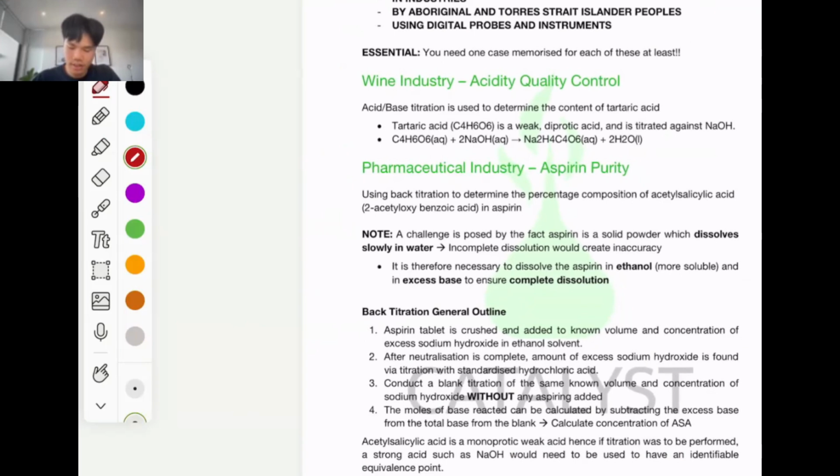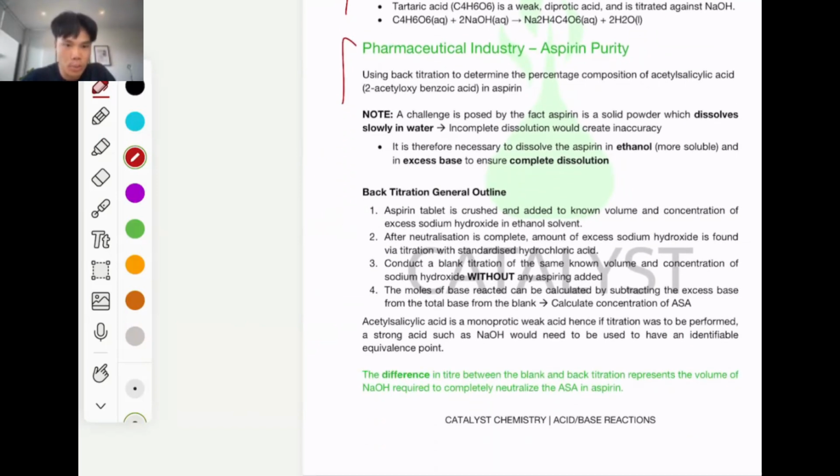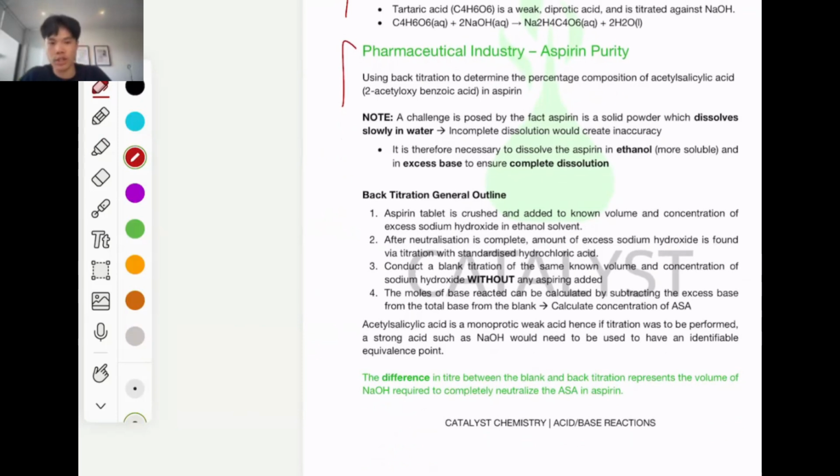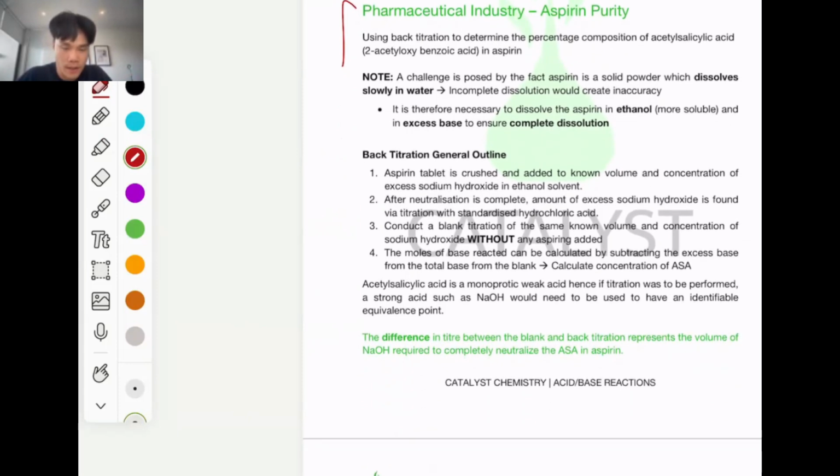Acid-base analysis. They say explore acid-base analysis techniques that are applied by industries, Aboriginal and Torres Strait Islander peoples, and using digital probes and instruments. So just have one of each. You need, for example, wine industry for determining the acid content of wine, pharmaceutical industry for finding the content of aspirin. This is where we introduce the back titration. So typically when you hear aspirin in a question, that's your signal to think maybe it's a back titration, but you should be able to tell from the question stem anyway.